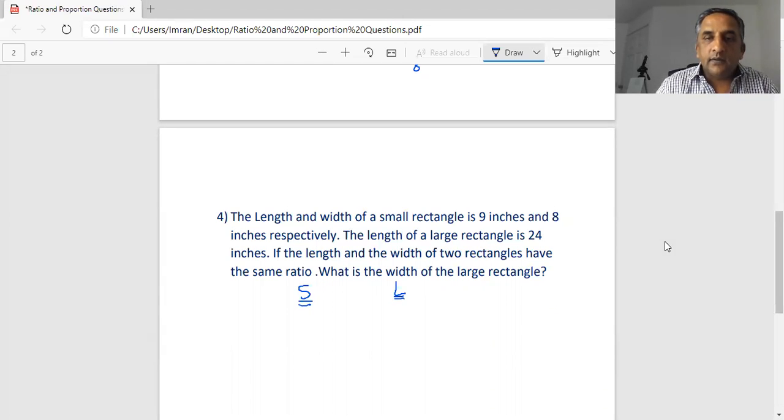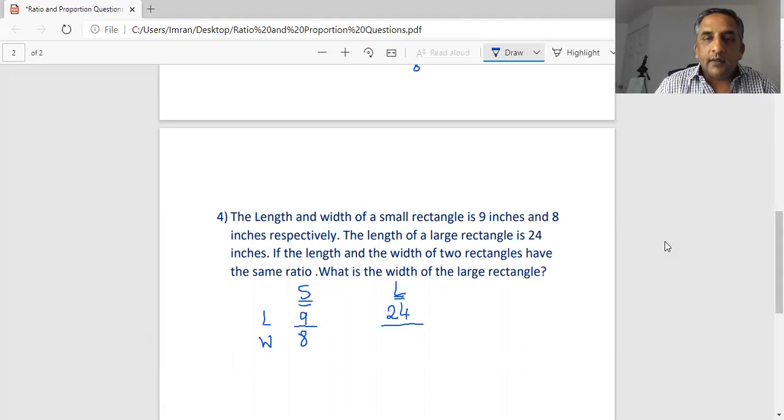So the length and the width of the small rectangle is 9 and 8. You see, 9 is coming first, so it means its length. So the length is 9, and the width of the small one is 8. So we can write it like this, 9 over 8. And the question is, if the length of the large rectangle is 24, then we can put a line.